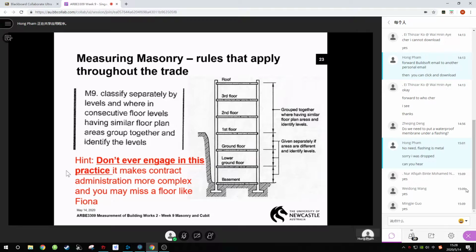And miscount a level. Missing out a level on a 10-storey building is a pretty major thing to do, and I'm so glad I found that, because it would have cost me probably my financial existence.